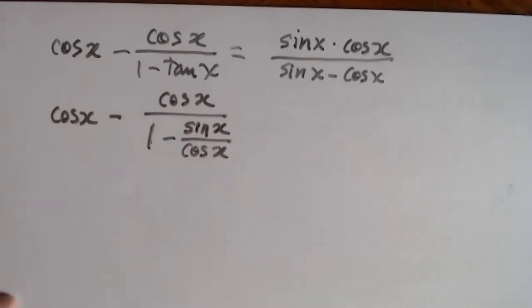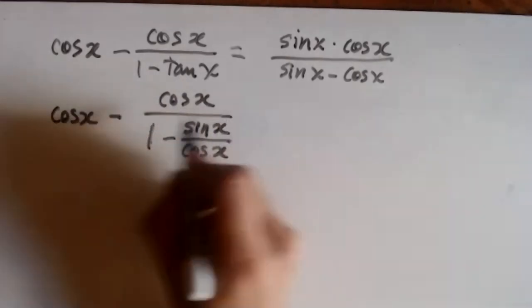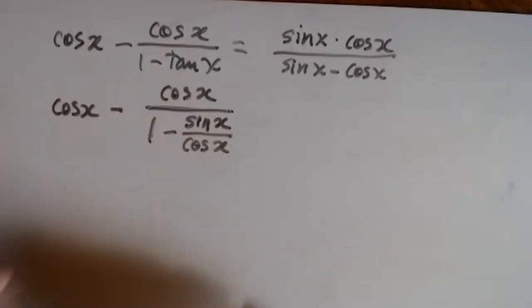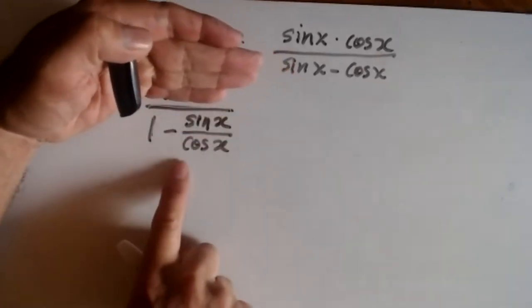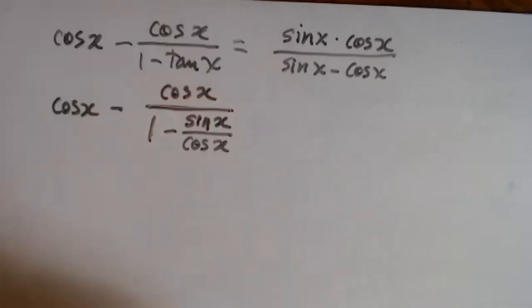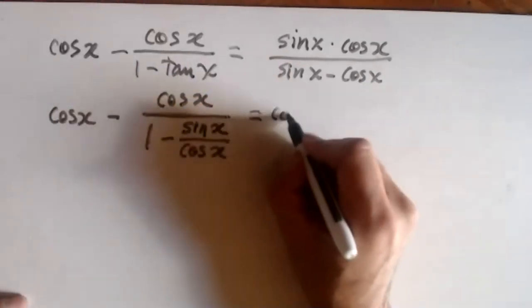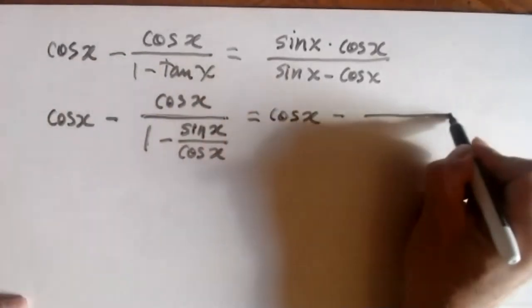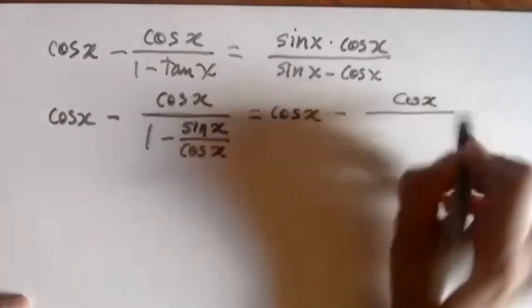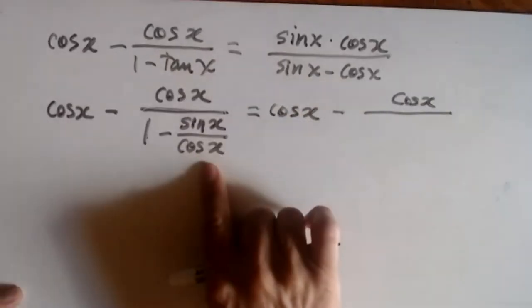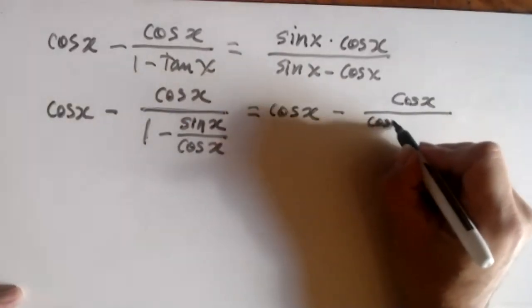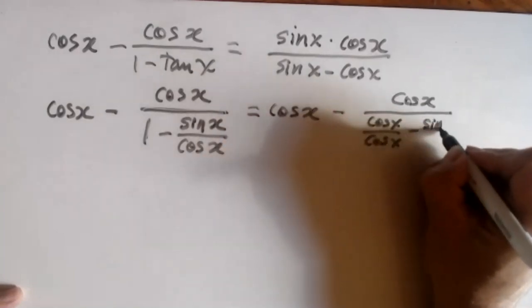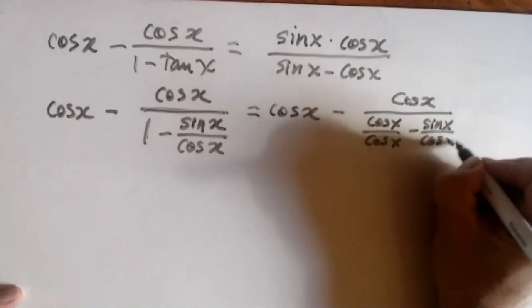Okay, now I have this fraction that is a complex fraction, but not a problem. I focus on this one. How do I solve this one? With the common denominator. So this is going to be cosine x, I don't touch this one yet, minus, I don't touch the top one yet. I'm going to do this fraction. So this is cosine x over cosine x minus sine x over cosine x, correct?